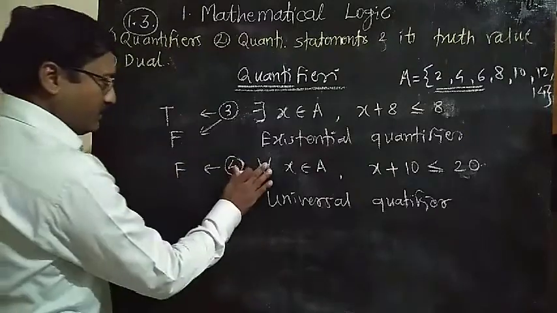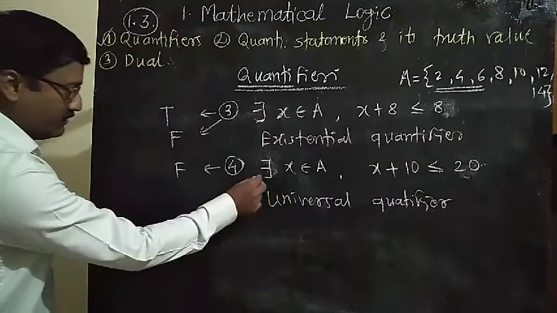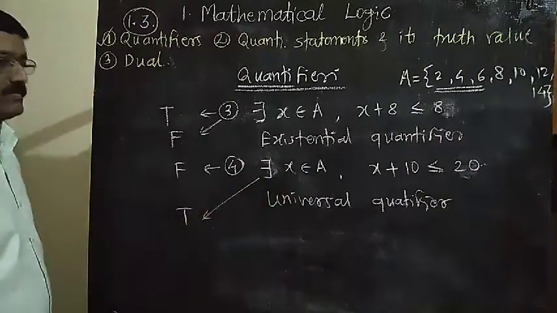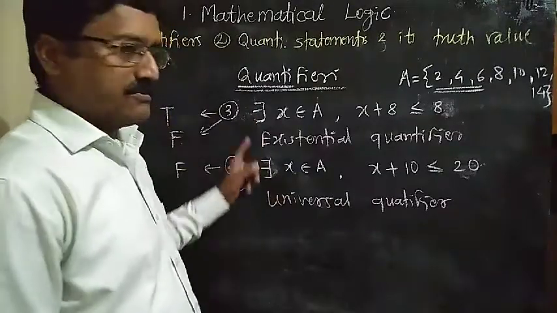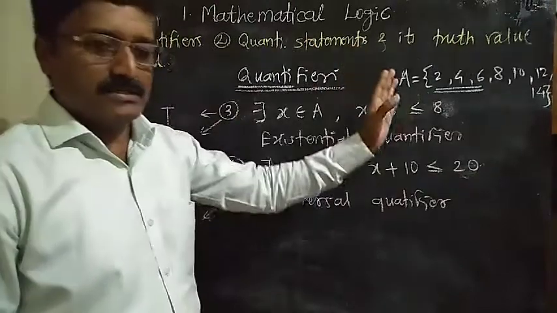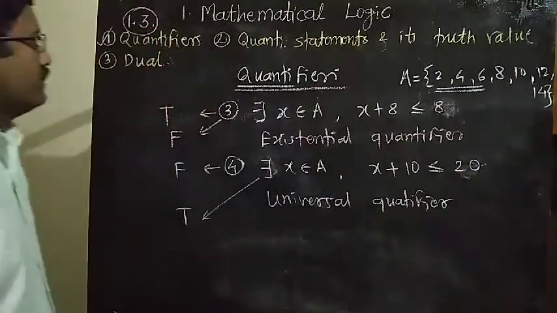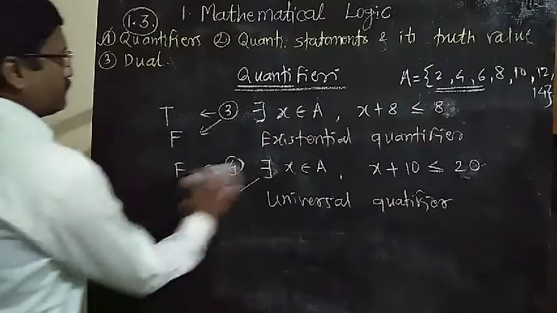But instead of all, if here again this existential symbol is given, then it will become true. So the truth value of a statement depends on these quantifiers. Quantifiers declare the truth value of a quantified statement. Okay. Let us see the next part, that is dual.